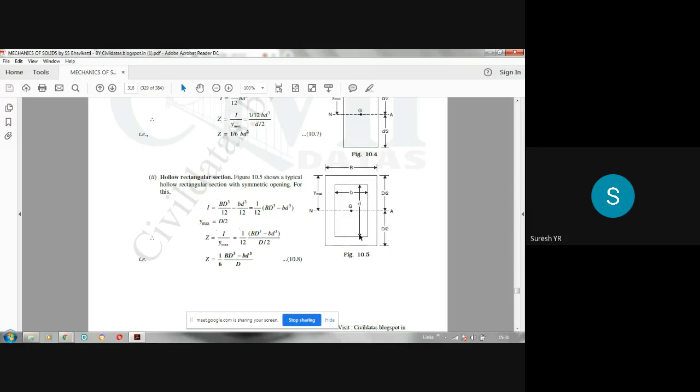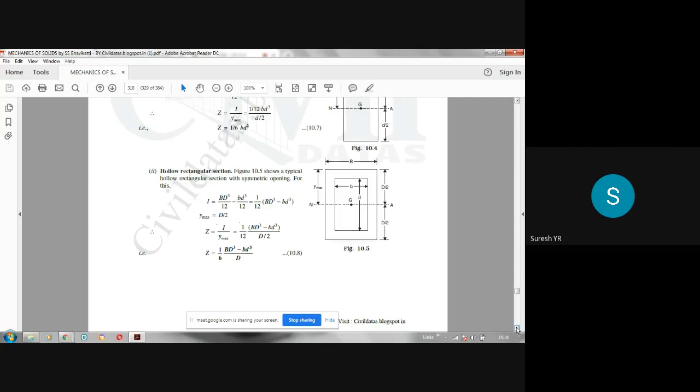This is the whole. So total moment of inertia minus this moment of inertia will give the moment of inertia of the hollow section. The neutral axis passes through the centroid. The centroid will be exactly here. The distance y max will be capital D by 2. So I by y max will be this divided by this. You need not remember this, but if you know I and y max, you can calculate Z. I divided by y max is Z.